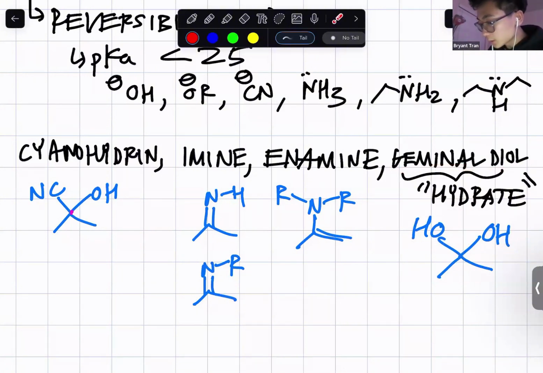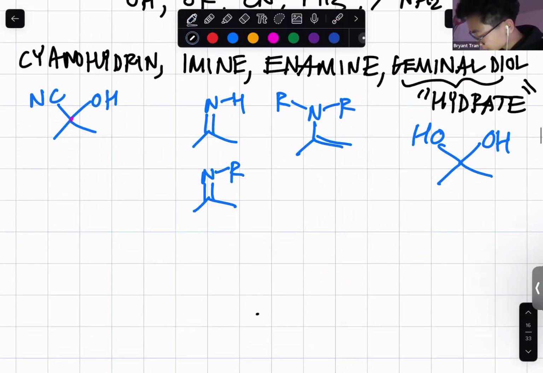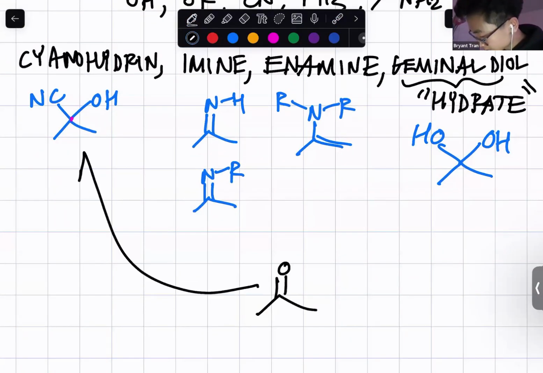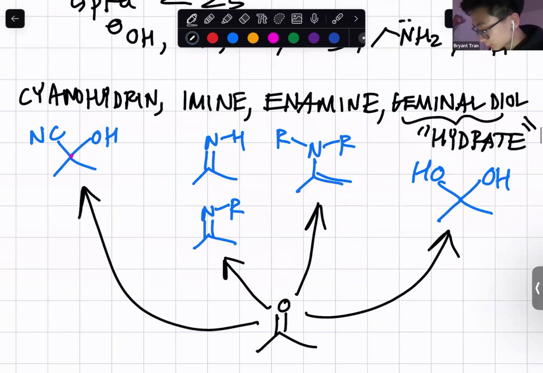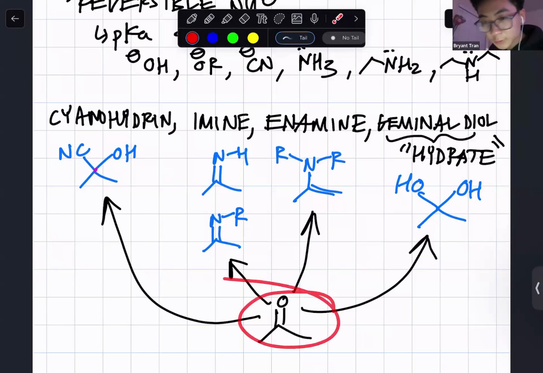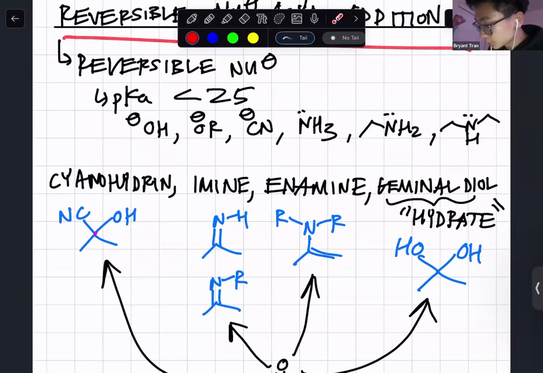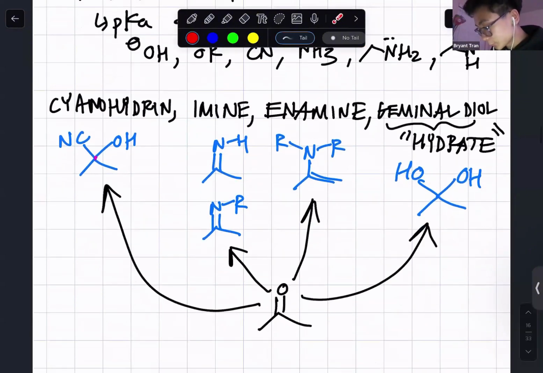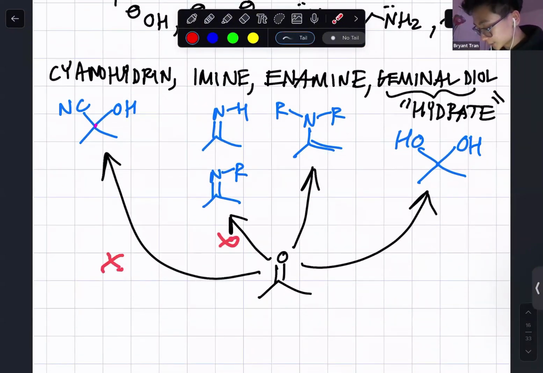And all of these right here can be formed from a carbonyl, right? All of these functional groups that I just gave out can be formed from this carbonyl here by reversible nucleophilic acyl addition. It's just going to use different reagents to do so. Okay.